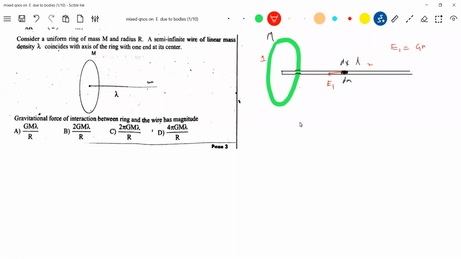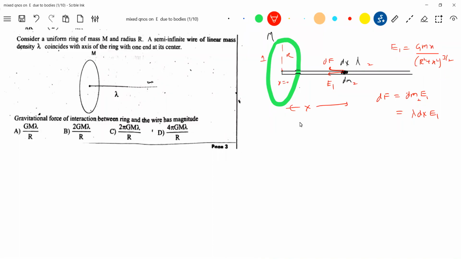E1 is equal to G m x by (r square plus x square) to the power of 3 by 2. Can you remember? And what is x? X is the element. Then what is the force acting on it? df1 or df, you can write. This should be equal to dm into E1. dm2 you write it if you want. So what is dm2? Lambda into dx. This E1. Then integrate this from 0 to infinity.